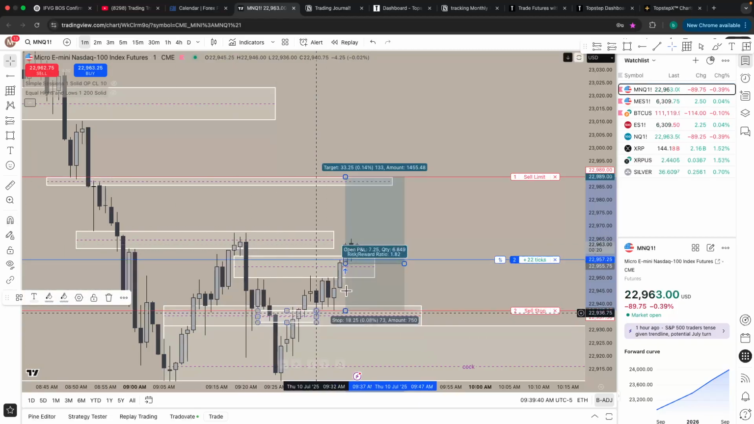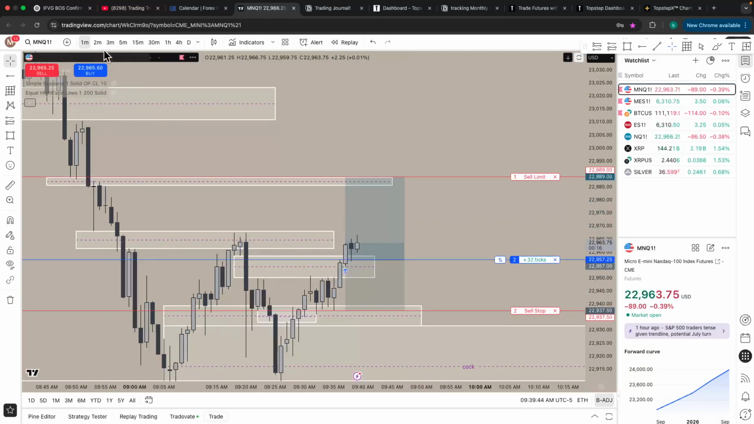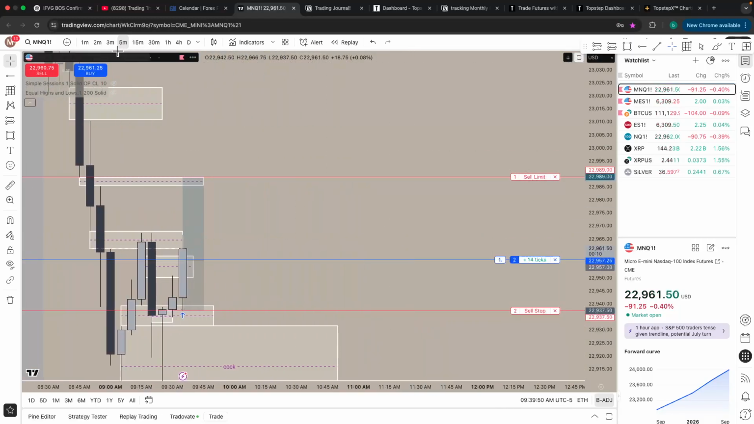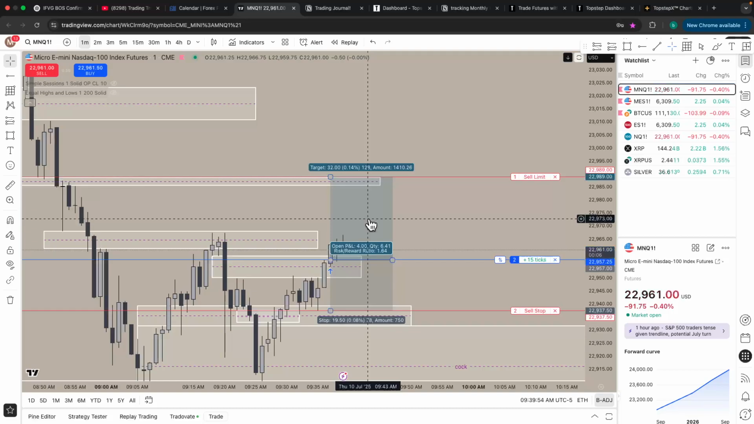Bro, the magnet can be so clutch sometimes, but also so annoying. Yeah, this risk reward isn't great. It's almost a 1 to 2. But at the end of the day, this strat was there. It's not like a negative RR. It's just a 1 to 1.64.